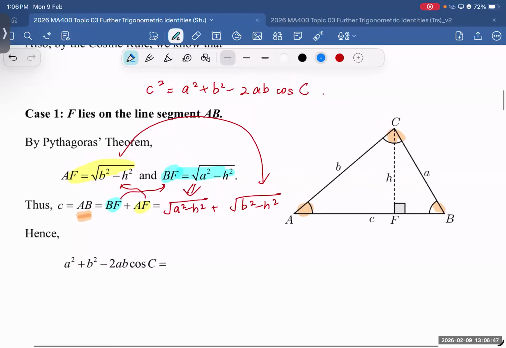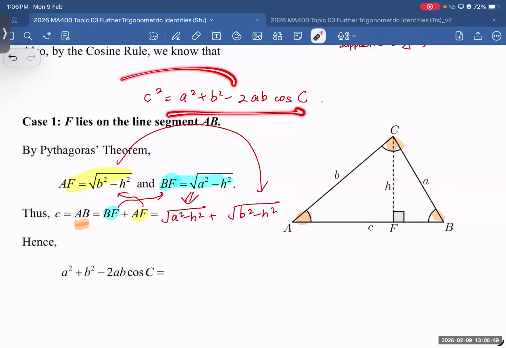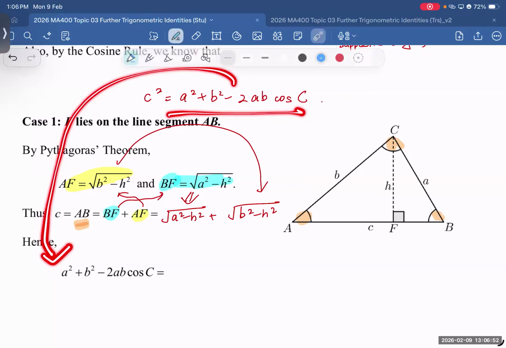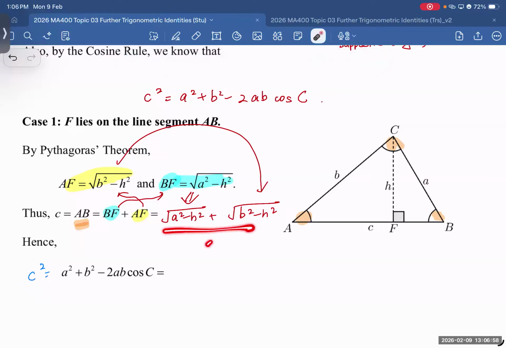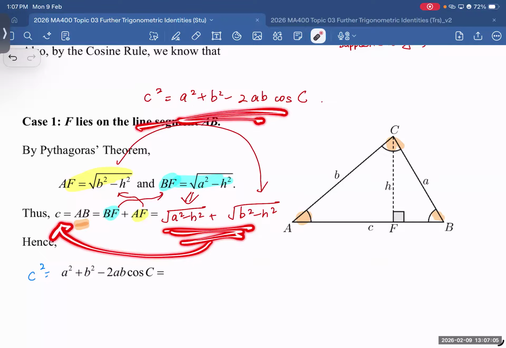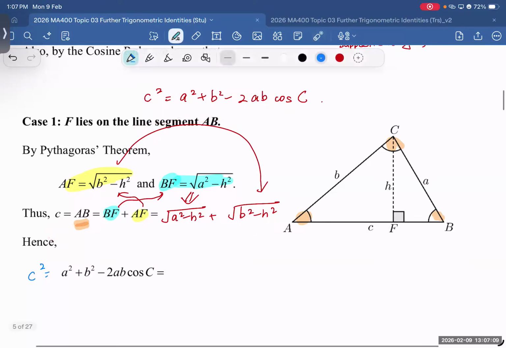Now remember just now we were saying that this is the cosine rule, right? So can I say that this is C squared? Remember that by Pythagoras, we are also saying that this is my C. So what am I saying? I'm going to use the same guy in two different ways. They are both C squared, correct? Right?